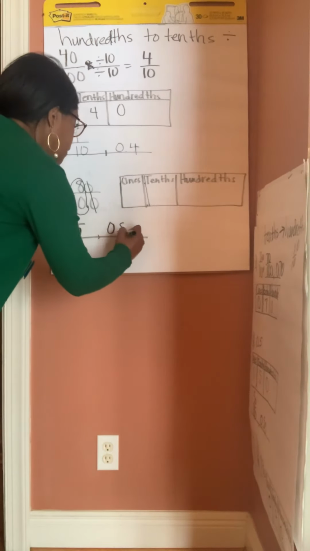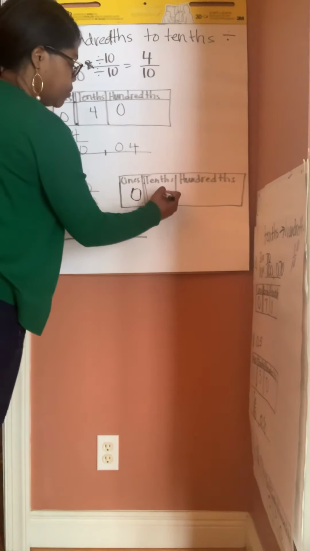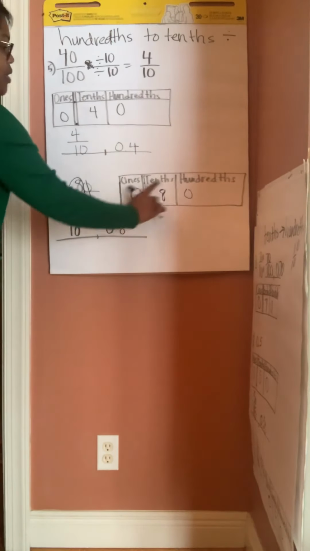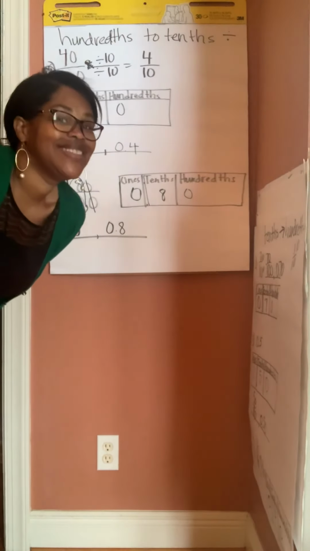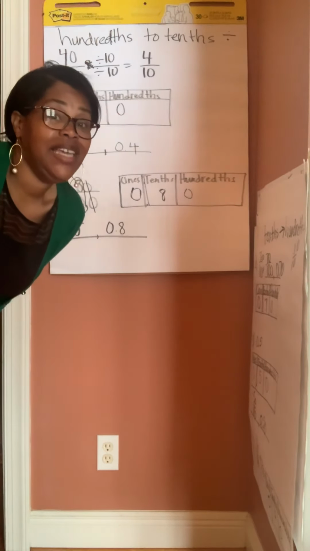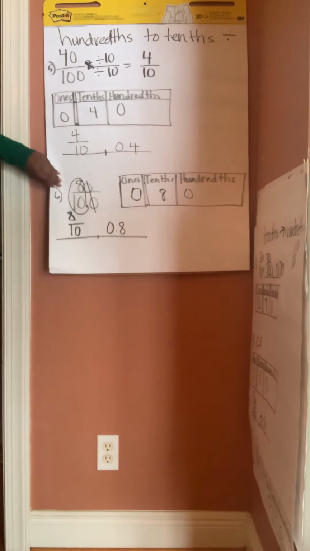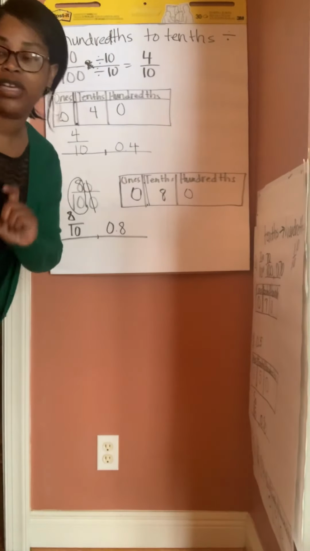Or 8 tenths. Okay? And I'm going to still use my place value chart. 80 hundredths is the same as 8 tenths. The light bulb should be shining, at least a little bit. All right? I'm going to do a few more examples with you, and then you will be ready to finish on your own.